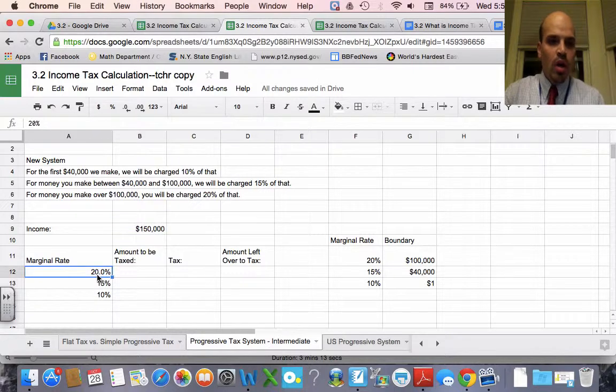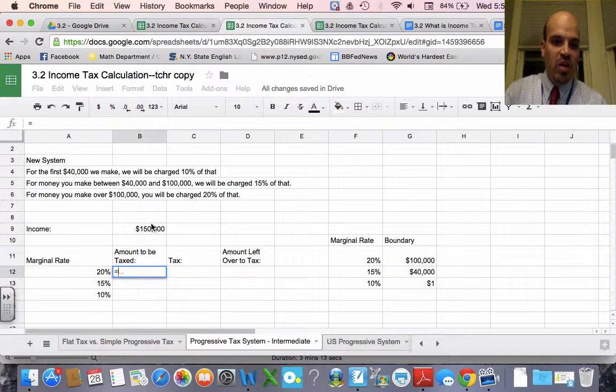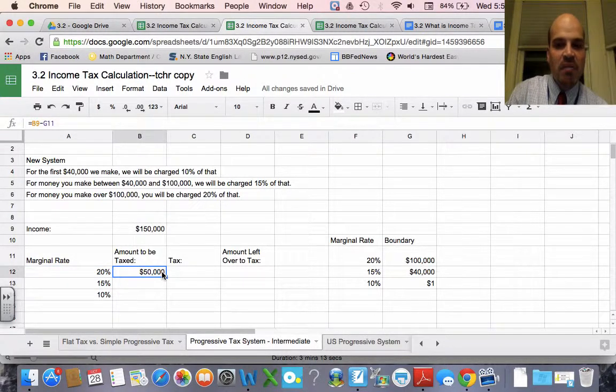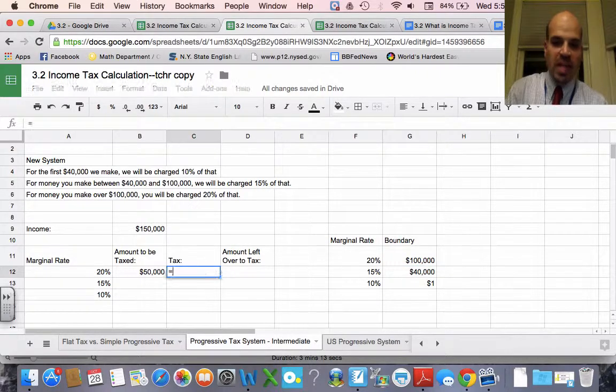All right? So for my 20% rate, I have a certain amount of money that's going to be taxed. I'm going to take this value that I started with, 150, and subtract the boundary number, meaning how much money did I make above $100,000? If I subtract them, it says you made $50,000 above $100,000. So on that $50,000, I'm going to be taxed 20%. That's the amount of money that I made above the boundary. So my tax now is 20% times $50,000, and therefore I got taxed $10,000.